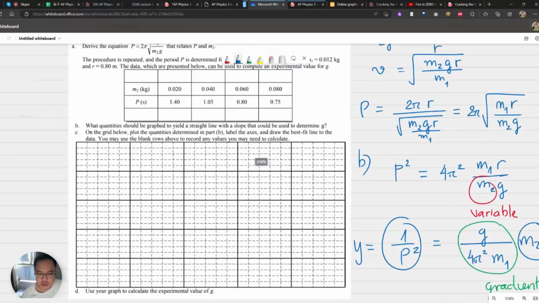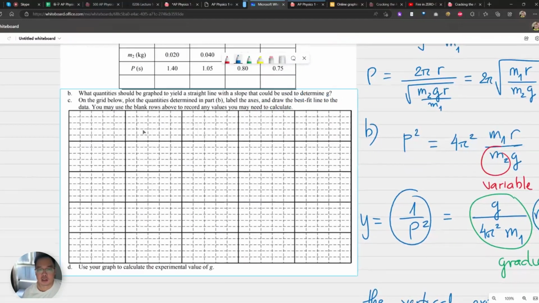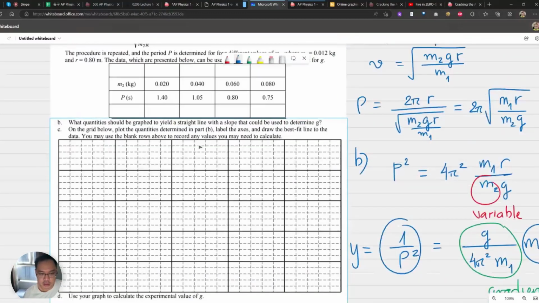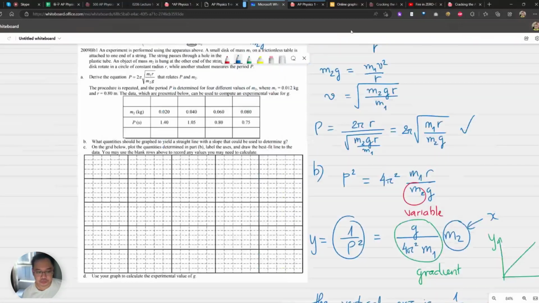The quantity should be graphed to give a straight line whose slope is used to determine g on the grid below. Plot the quantity, label the axes, and draw the best straight line. Let's get through this part by looking at the answer, and you will do it again by yourself. Plot the graph on a tablet or real paper with these values, and solve this problem again.